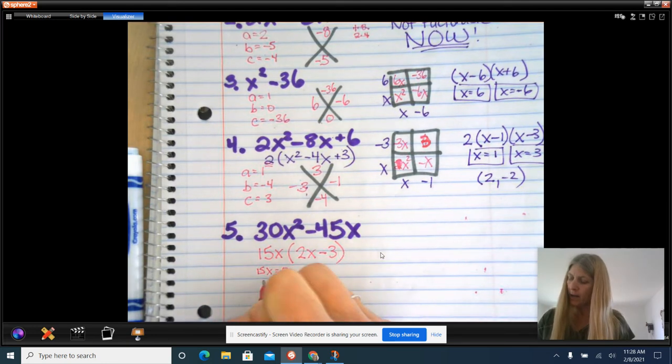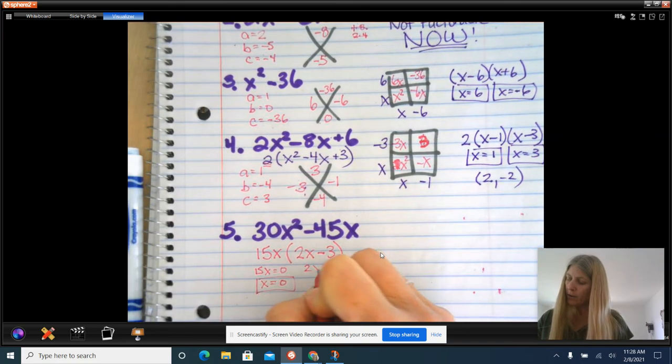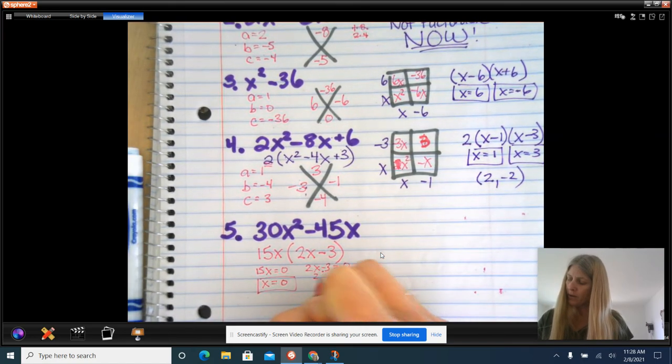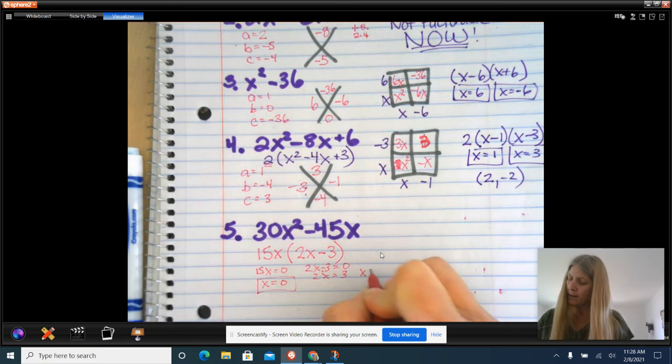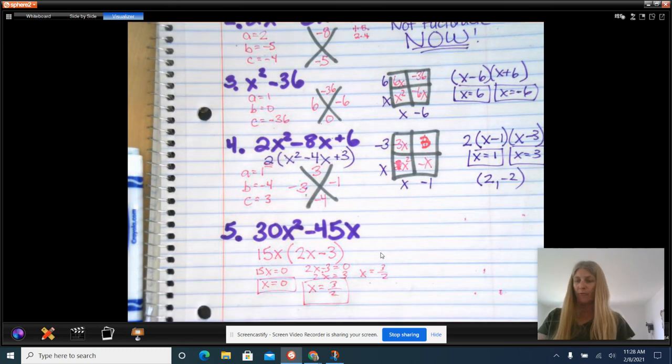15x equals 0, x equals 0. So one of my roots is going to be at 0. My other one, 2x minus 3 is equal to 0, 2x is equal to 3, x is equal to 3 halves. So if I could see that I pulled it out, I saved myself a lot of work. Now, I could have still done this using the other technique if I didn't see that.